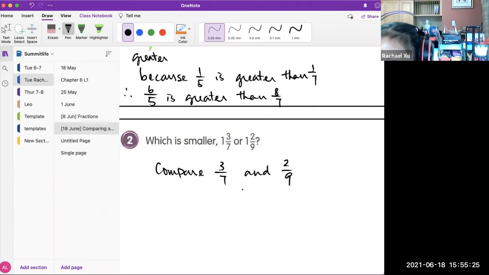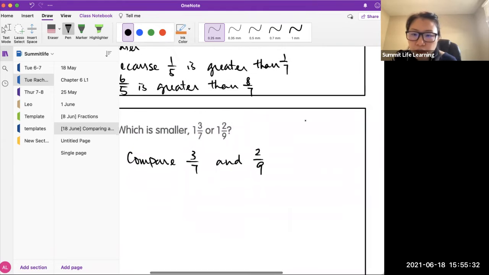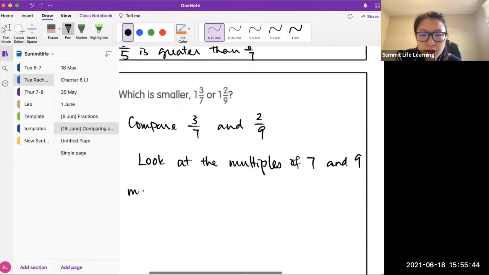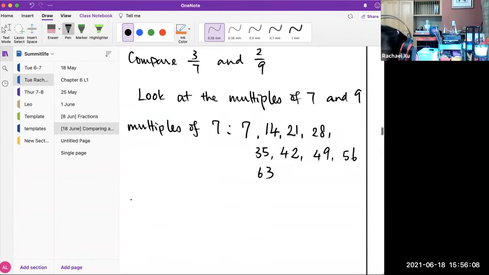Okay, if no, then what we can do is we look at the multiples of 7 and 9, so we try to expand the fraction. Multiples of 7, we have 7 times 1 is 7, 7 times 2 is 14, and then 21, 28, 35, 42, 49, 56, and then 63, okay?